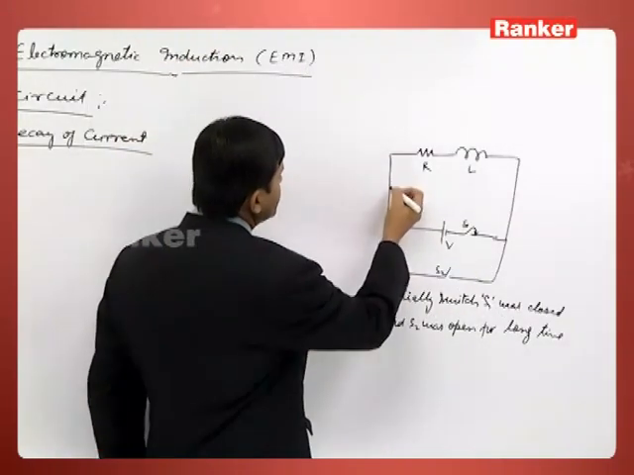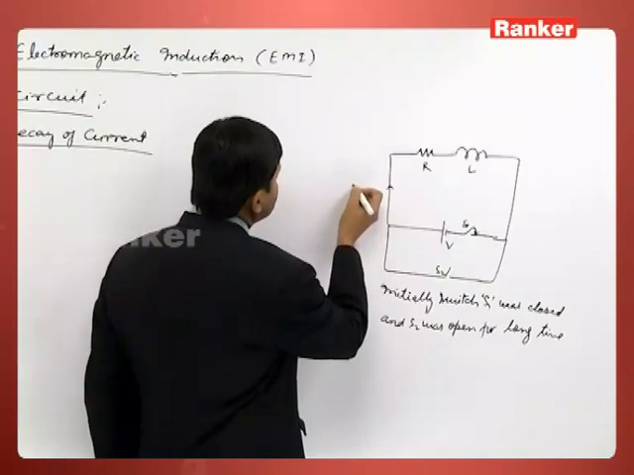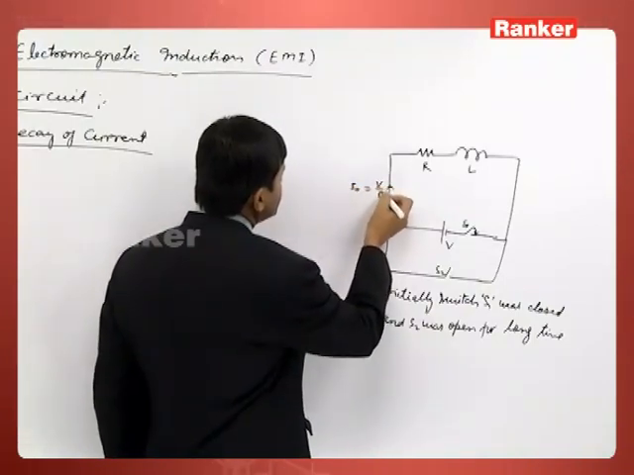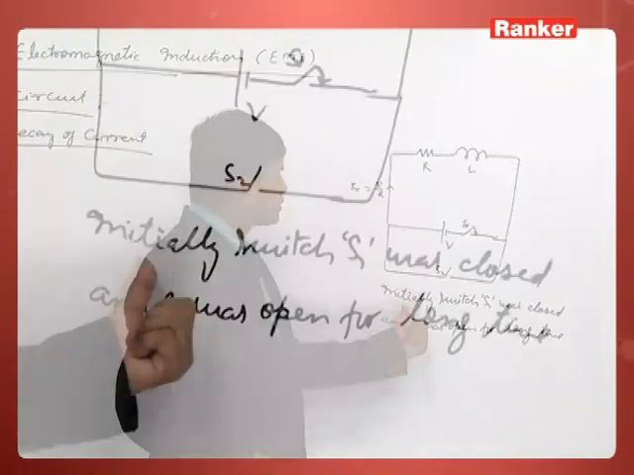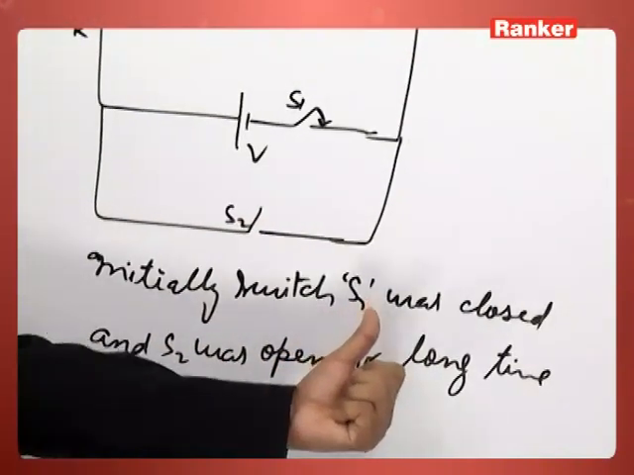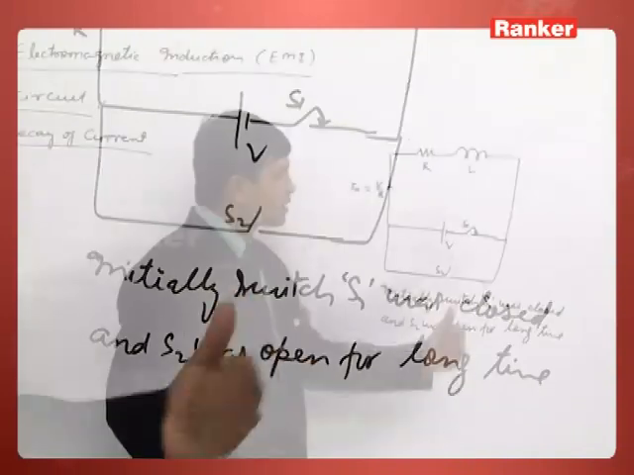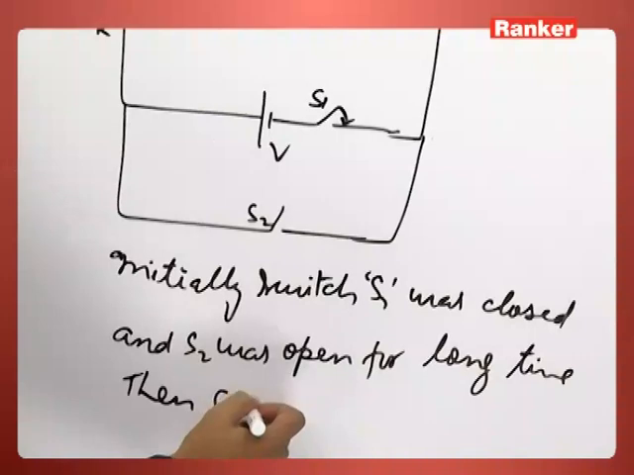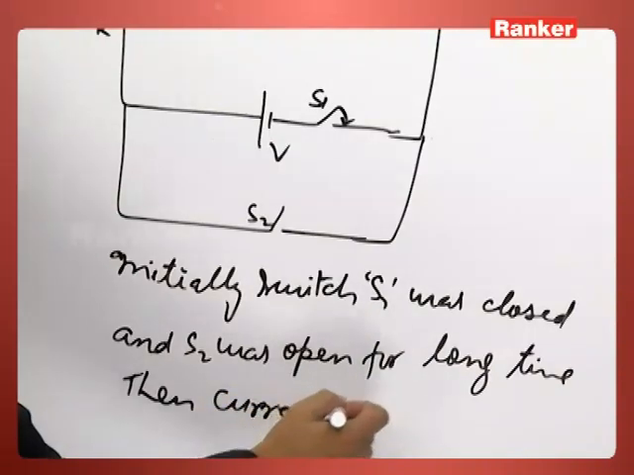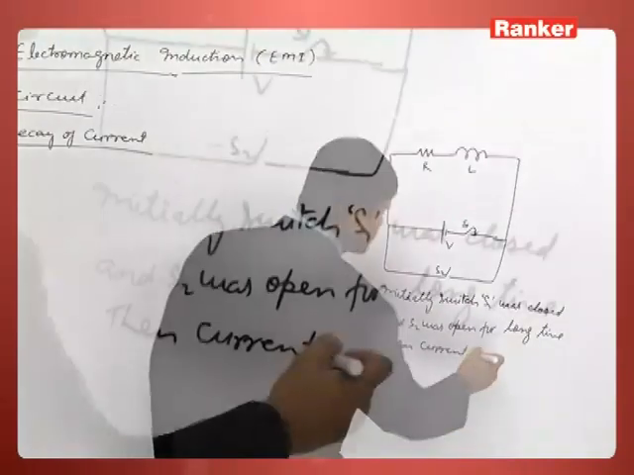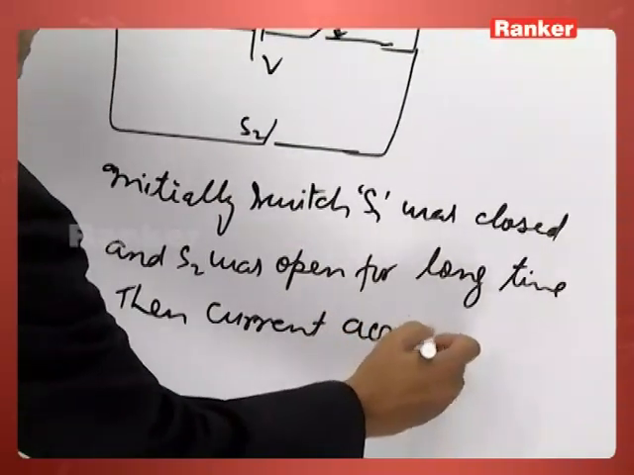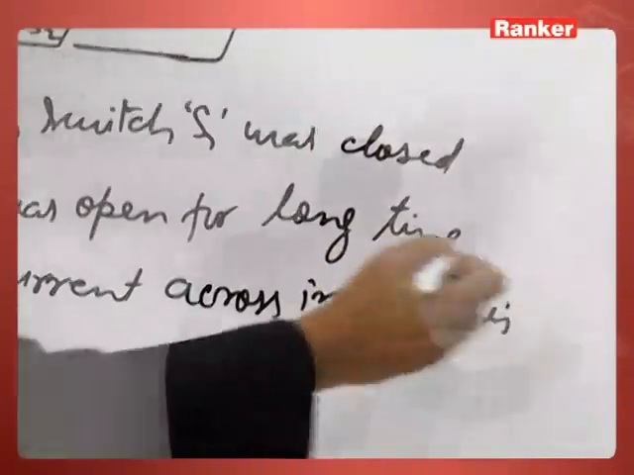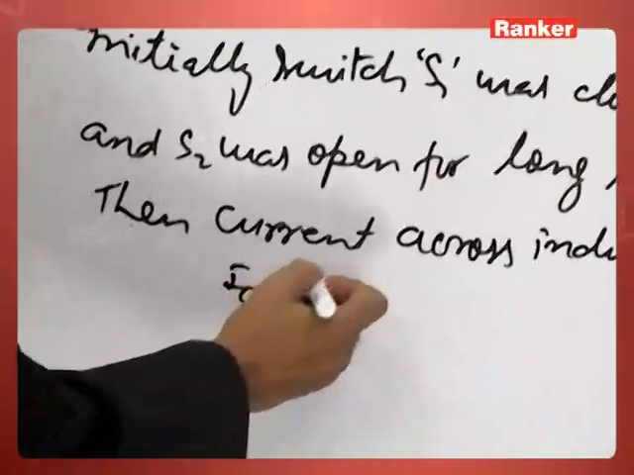And that current is the maximum current, and that current can be said as I naught is equal to V by R. So initially when switch S1 was closed and S2 was open for a long time, the current across the inductor was I naught, which is V by R.